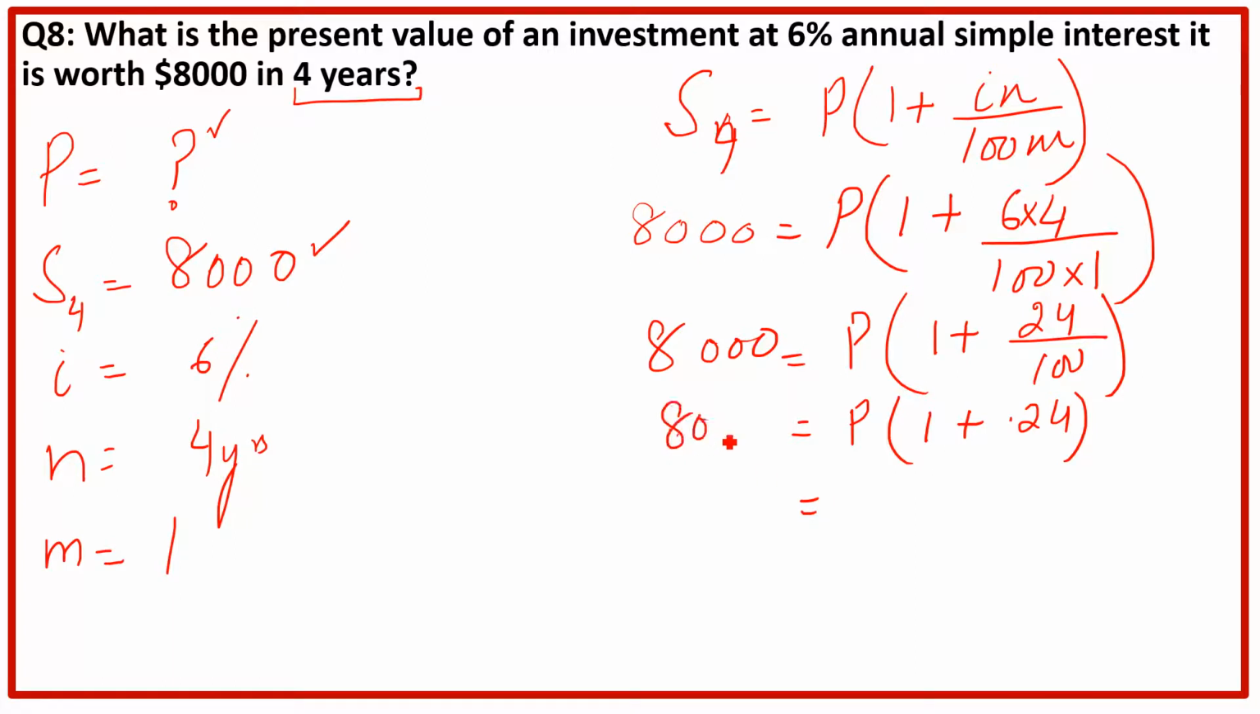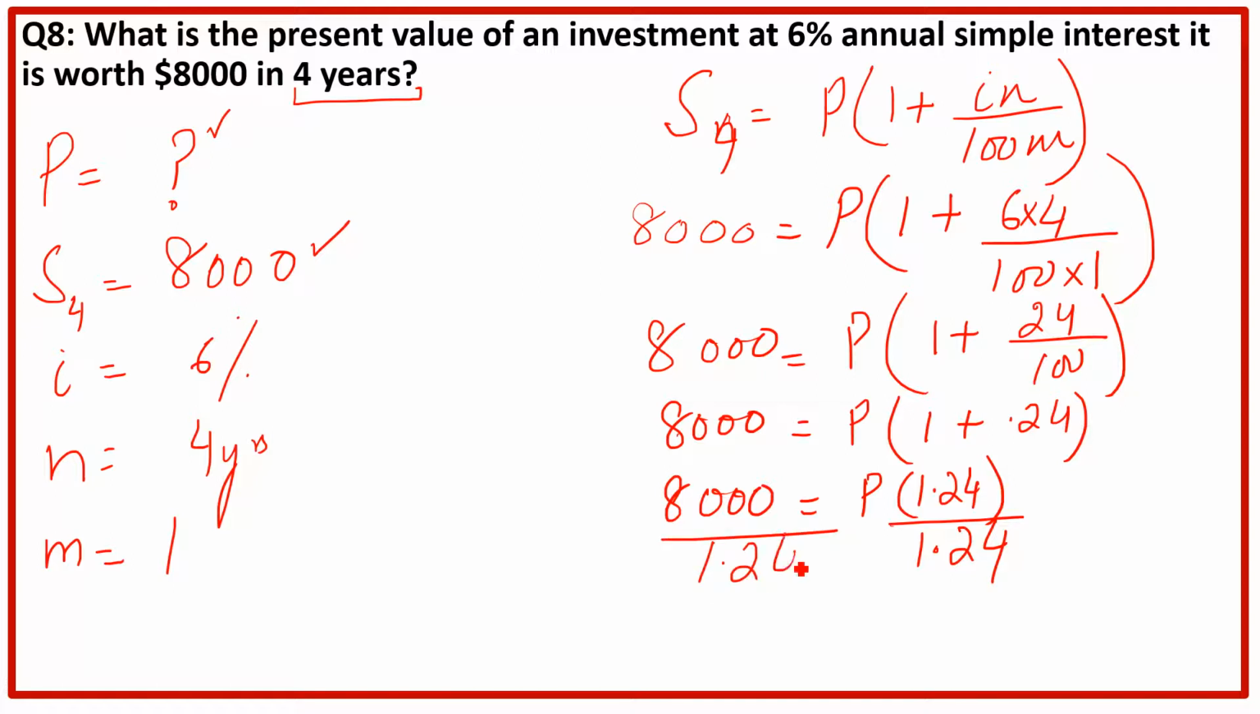This 8,000 remains the same. And here is P, and when we add this, it will be 1.24. As I have told you, we are going to calculate P and we want only the value of P. We do not want whatever is multiplying with P. So if you want to get rid of this 1.24, you have to divide by the same amount here and on the other side of the equation. This will cancel each other.